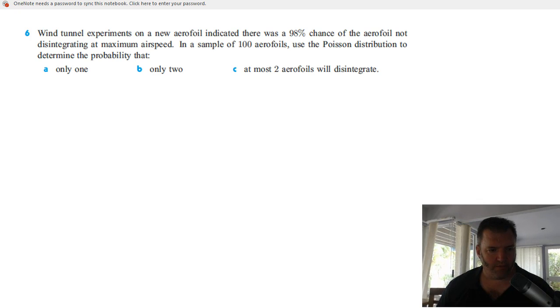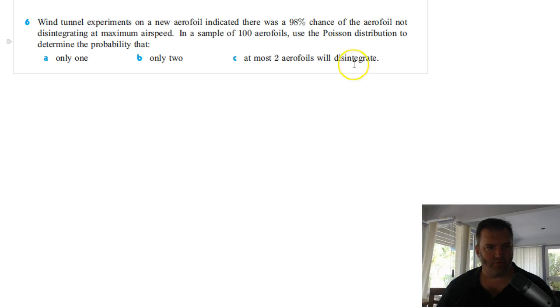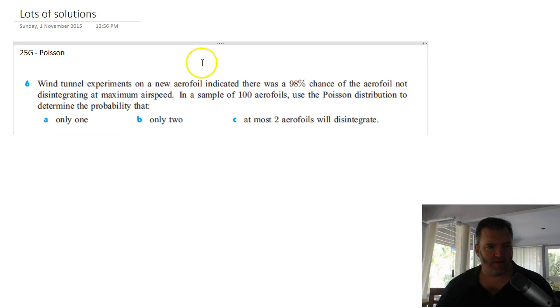Alright, so we're going to do a bunch of help questions here that I'm going to try and work my way through. These are from 25G to start off with, and we'll see how far we get. So wind tunnel experiments on a new aerofoil indicate there's a 98% chance of the aerofoil not disintegrating. Doesn't sound too flash. In a sample of 100 aerofoils, use the Poisson distribution to determine the probability that 1, 2, or at most 2 disintegrate.